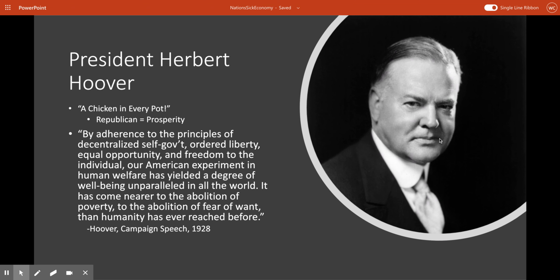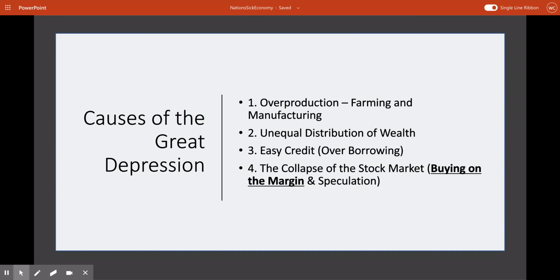So when it comes to the causes of the Great Depression, most historians agree on four things that really were the root of the Great Depression. The first one being overproduction. And I'm not just talking about in factories. It also had a lot to do with the overproduction of farming in the 1920s, and actually even before that.